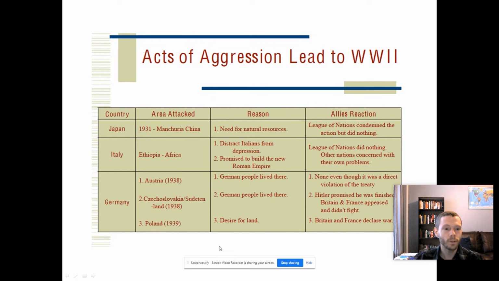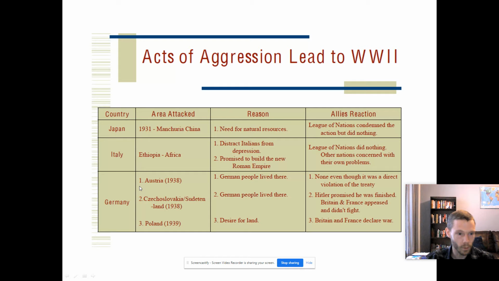Okay, so here are some acts of aggression that led directly to the Second World War. So if we're looking at Japan, in the early 1930s, they attacked Manchuria, northern China. They renamed the territory Manchukuo, and essentially they do it because they need natural resources. And what did the League of Nations do? Well, they condemn the action. They say, very bad, Japan. You shouldn't do that now.